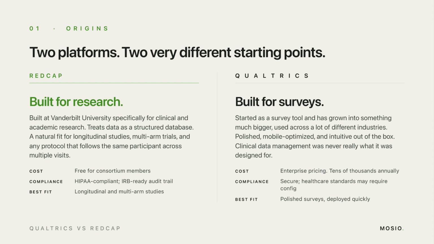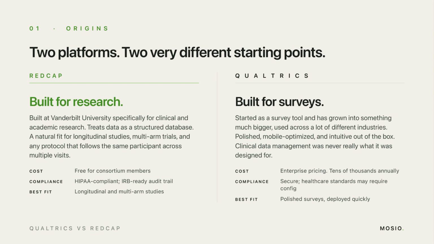Qualtrics started as a survey tool and has grown into something much bigger, used across a lot of different industries now. It's far more intuitive out of the box. If you need polished, mobile-optimized surveys deployed quickly, it's hard to beat. The drag-and-drop builder means coordinators without any database experience can get something live fast. The catch is that institutional licenses can run into the tens of thousands annually, and clinical data management was never really what it was designed for. Qualtrics is the easier starting point, and it's not particularly close.